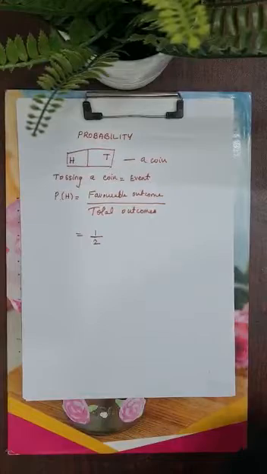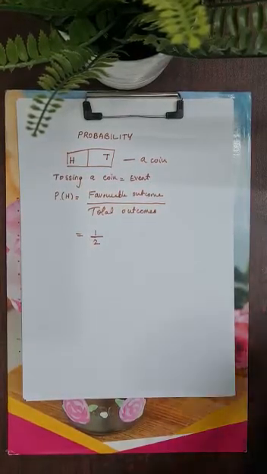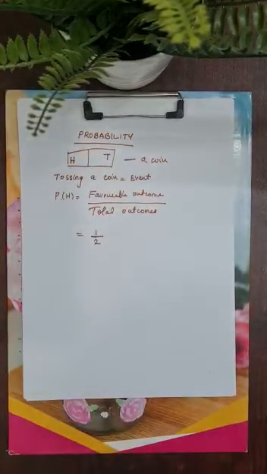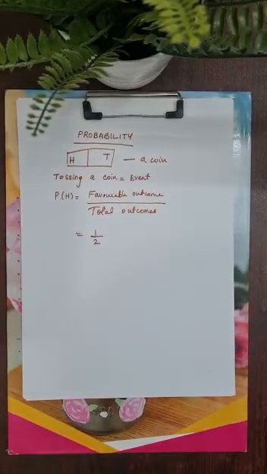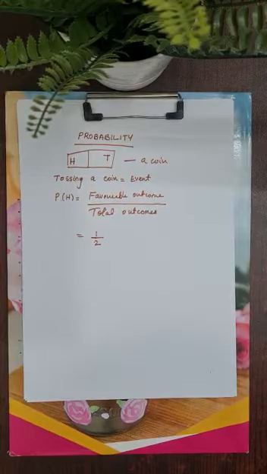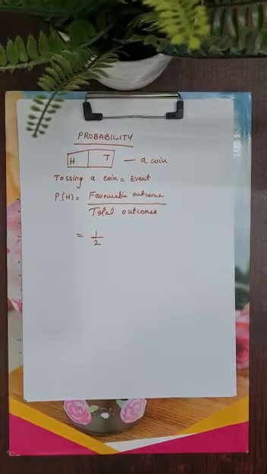Is that clear, children? So what is the possibility? What is the chance of getting heads? That is what we are going to learn in this chapter. The meaning of probability is basically the extent to which something is likely to happen. This is the basic probability theory, which is also called the probability distribution. Okay, children, is that clear?